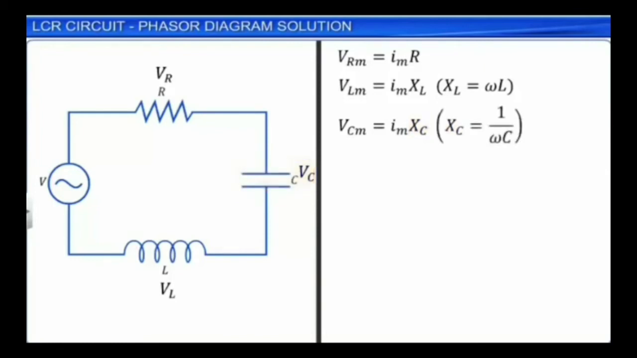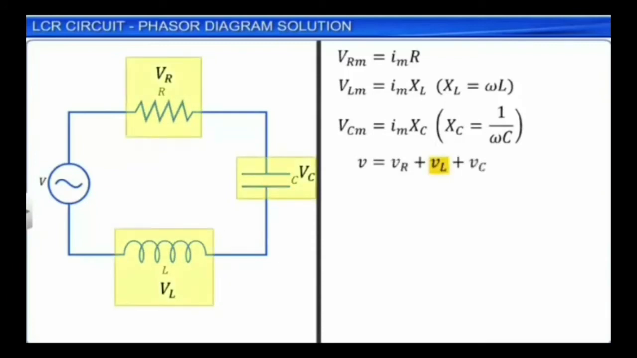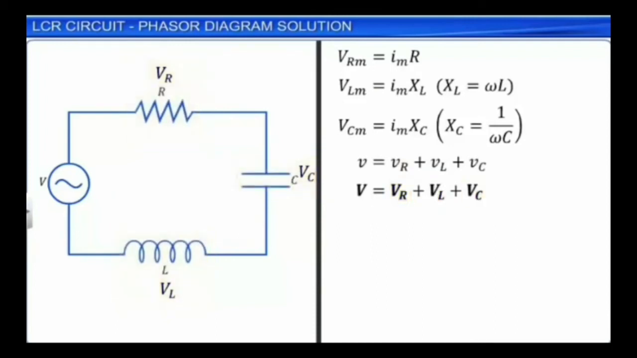If the voltages across L, C and R were in phase, we could write V equal to VR plus VL plus VC. But here the voltages across L, C and R are not in phase. So we cannot add them algebraically. We have to add them vectorially. Therefore, the equation becomes vector V equal to vector VR plus vector VL plus vector VC. Here we have to follow vector addition.